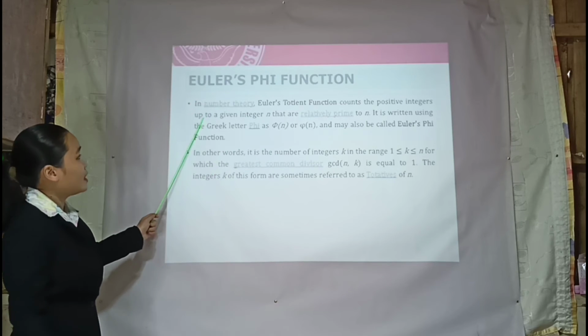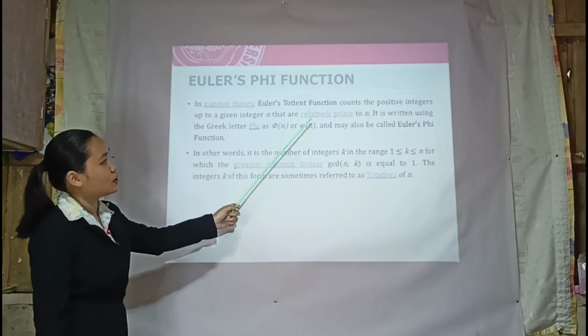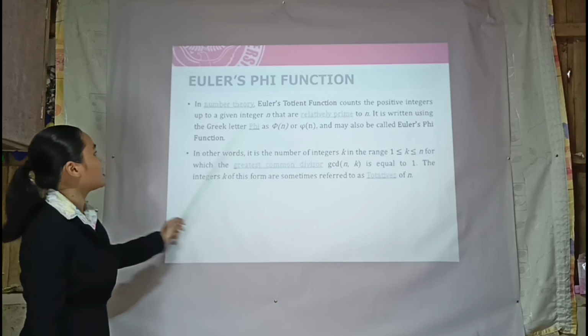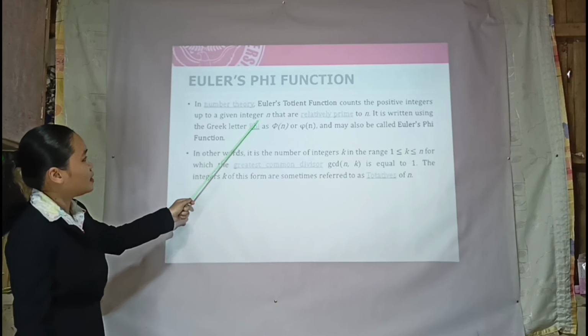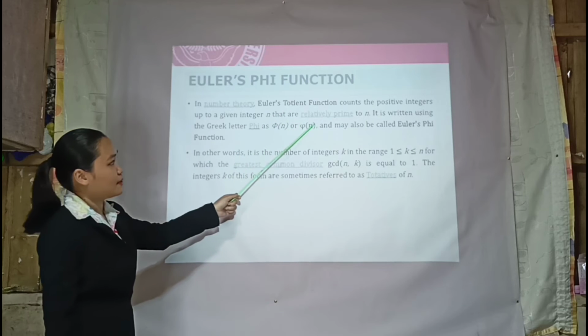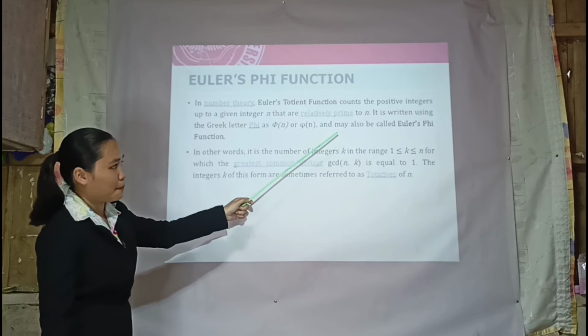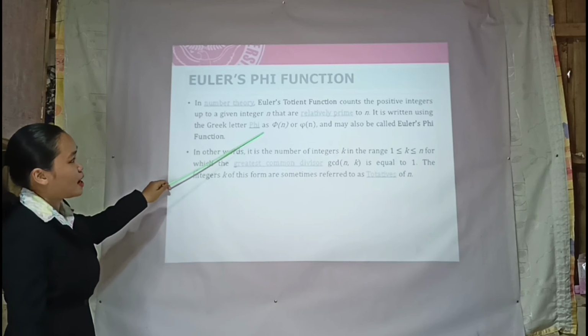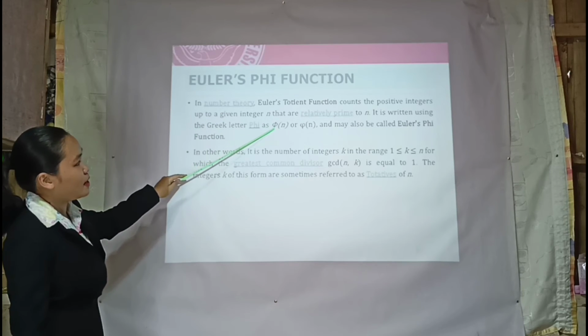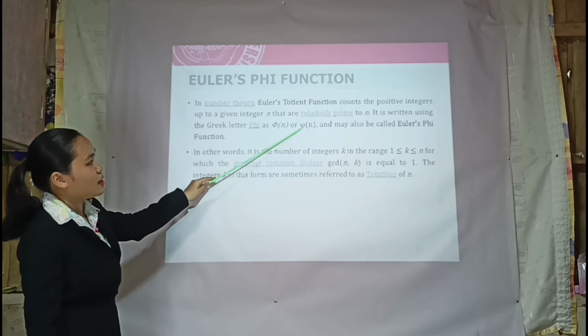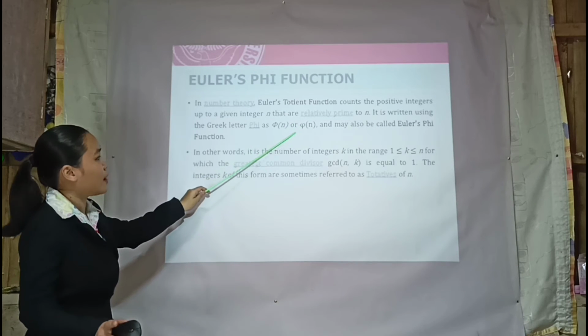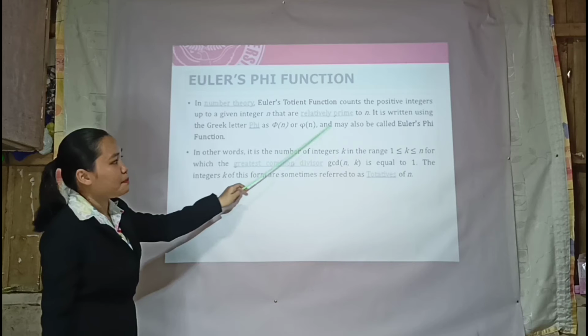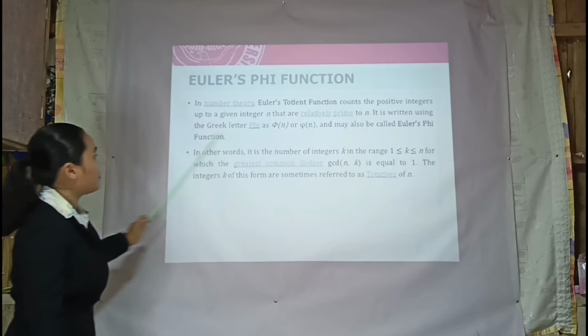In number theory, Euler's totient function counts the positive integers up to a given integer n that are relatively prime to n. It is written using the Greek letter phi, the capital letter phi of n or this symbol, which is also a phi of n, and may also be called Euler's phi function.